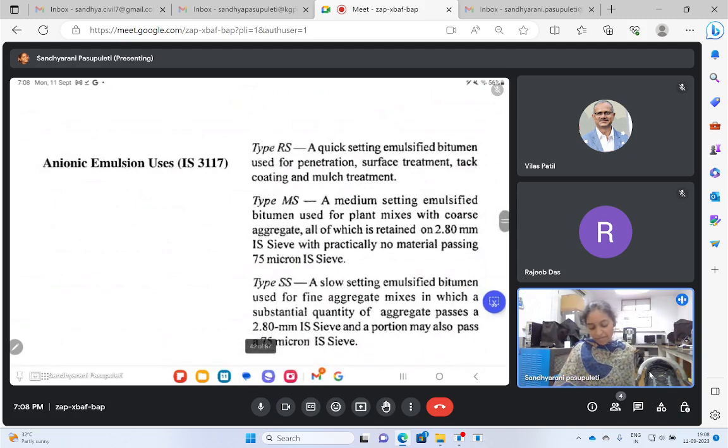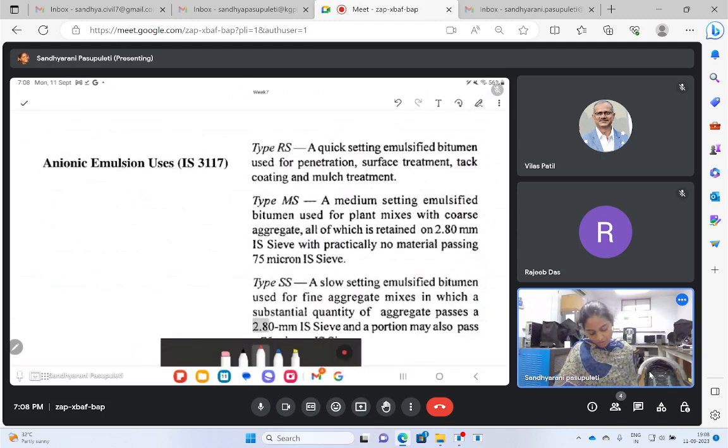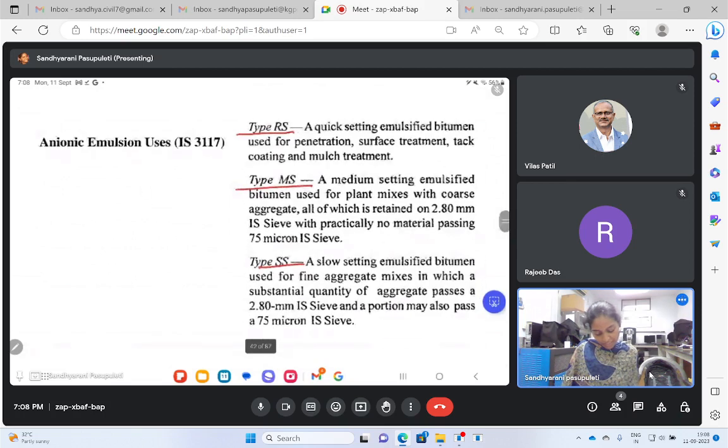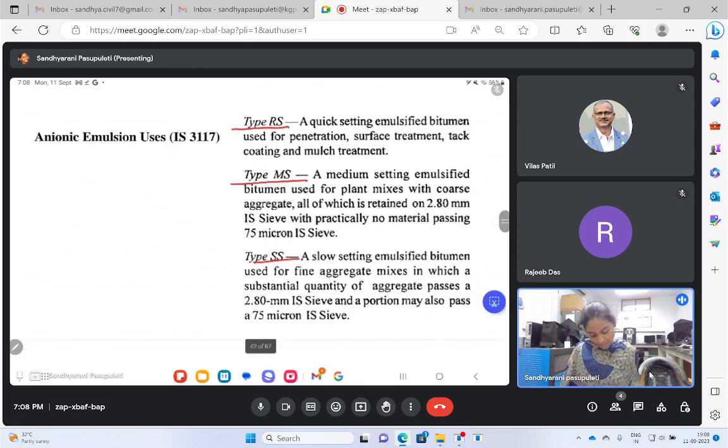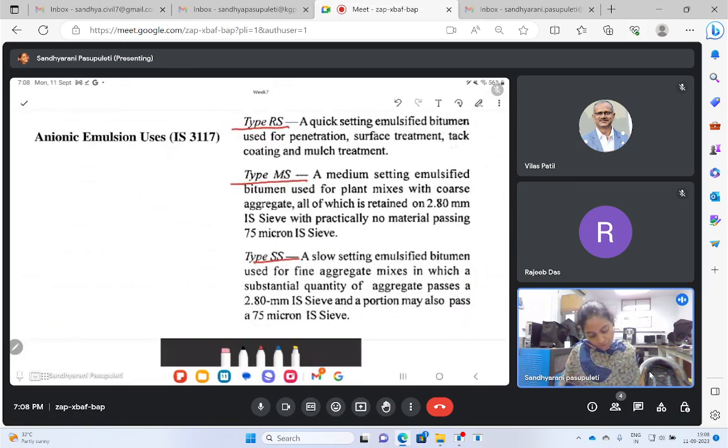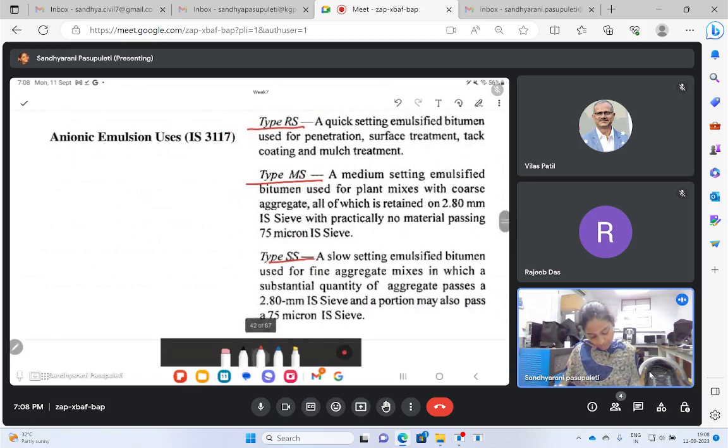So this anionic emulsion is not much widely used. You can see here rapid setting, medium setting, slow setting. There are only three types. Mostly this rapid setting is used for tack coats, as we have already discussed, and the surface treatments.